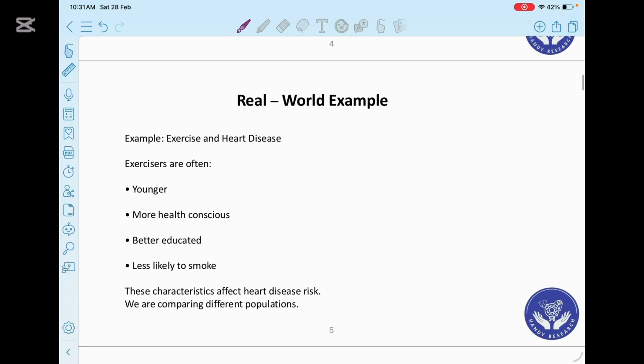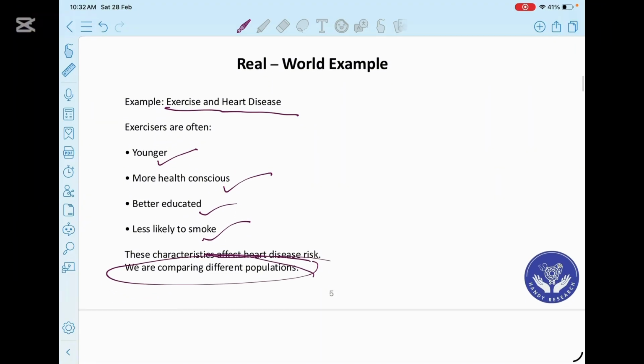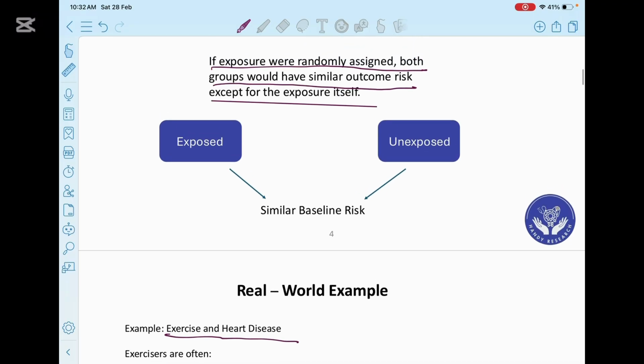For example, suppose we study the association between exercise and heart disease. People who exercise often are basically younger, more health conscious, better educated, and less likely to smoke. These characteristics affect health risks. So if we compare exercisers and non-exercisers, we are not isolating the effect of exercise, we are comparing two different populations, and that is confounding. So adjustment exists to restore comparability.